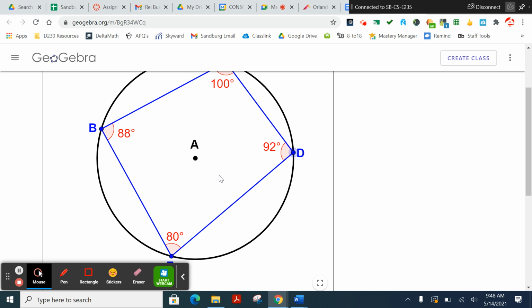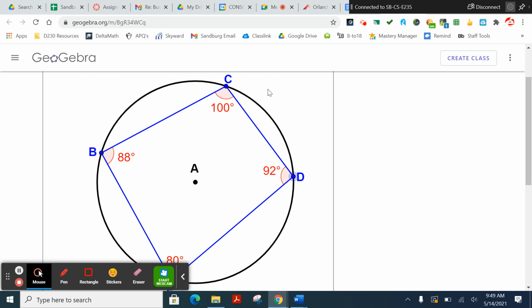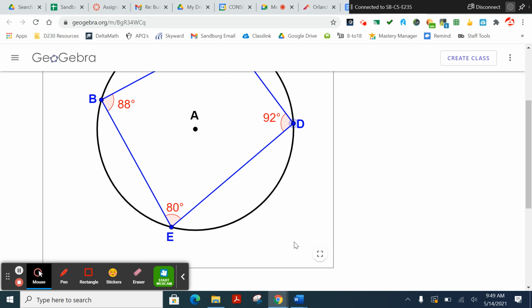So now fill in your table again. Keep B and D the same. So B is 88, D is 92. So that has not changed. Angle C is 100 now. So put that into that part of the table. And when angle C is 100, angle E is 80.